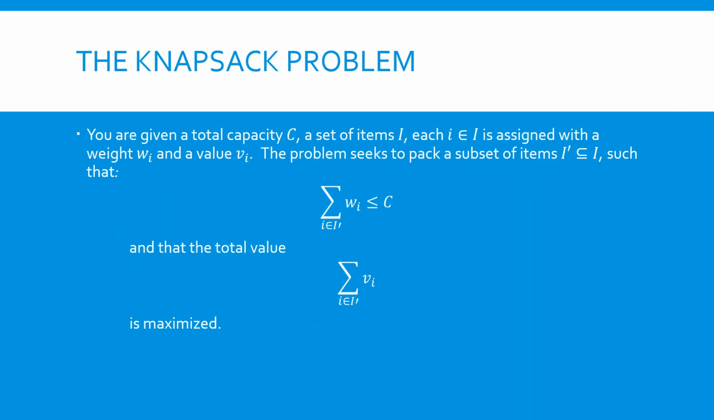Formally, let C be the maximum weight the backpack can hold, also known as the capacity, and let I represent the set of candidate items to choose from. Each item i in this set has a weight of Wi and a value of Vi. The goal is to find a subset of items, denoted as I', such that the total weight of the items in I' is less than or equal to the capacity C, and the total value of these items is maximized.